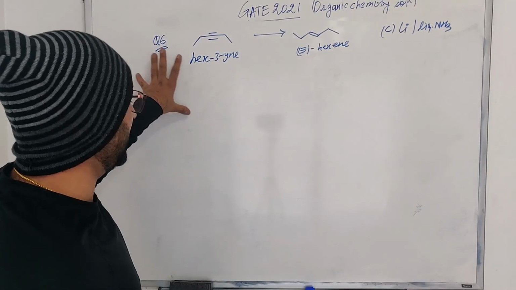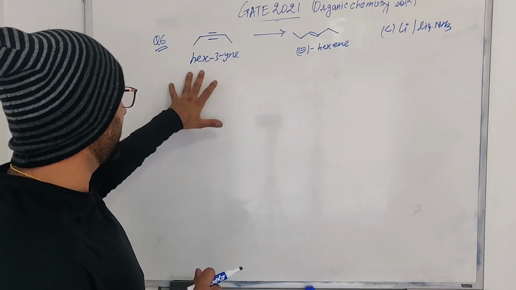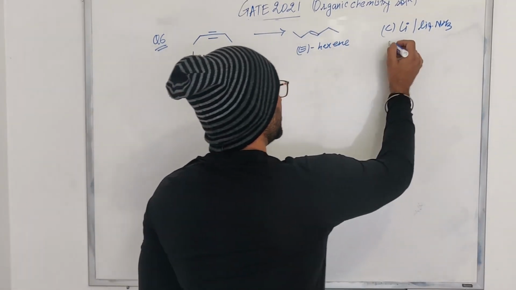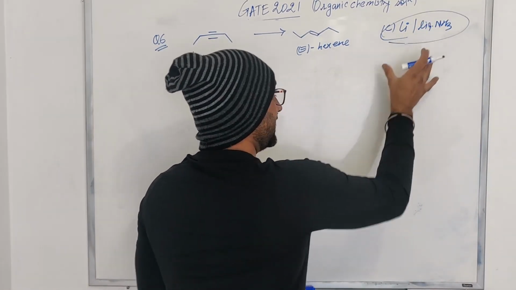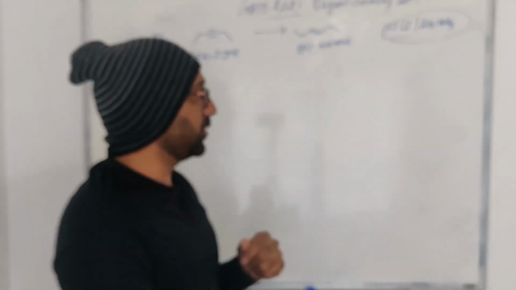Number 60, in this we were asked which is the right condition to reduce hex-3-yne to E-hexene. So the correct option was using lithium in liquid ammonia. और उसका reason क्या होता है? It is actually based on the mechanism.